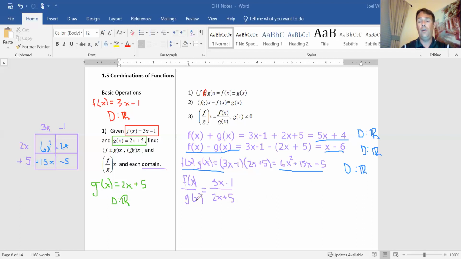Our new function here, when we divided them, has a denominator. So this one will have a restriction for our domain. And on this one, remember, if there is a denominator, we said the restriction is that the denominator cannot be equal to 0. So 2x plus 5 cannot be equal to 0. So when we solve it, then x cannot be equal to -5 halves.